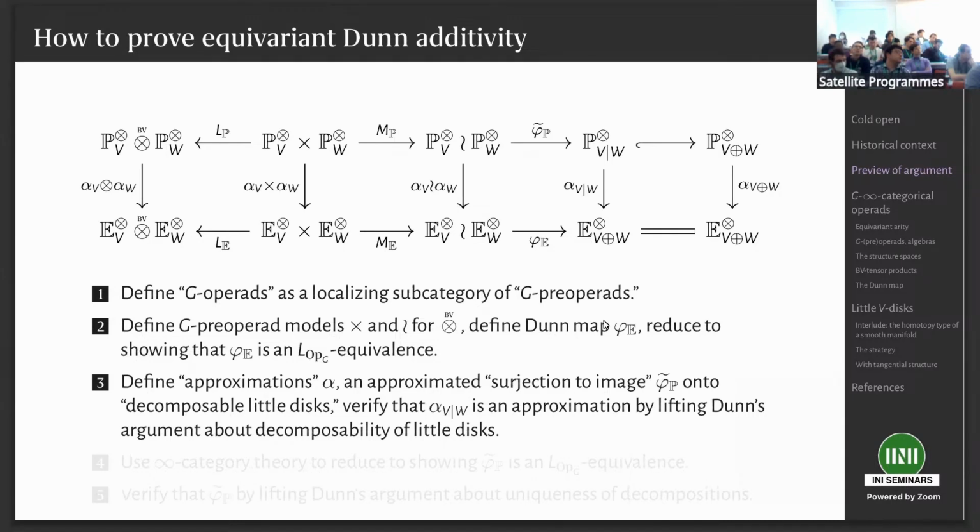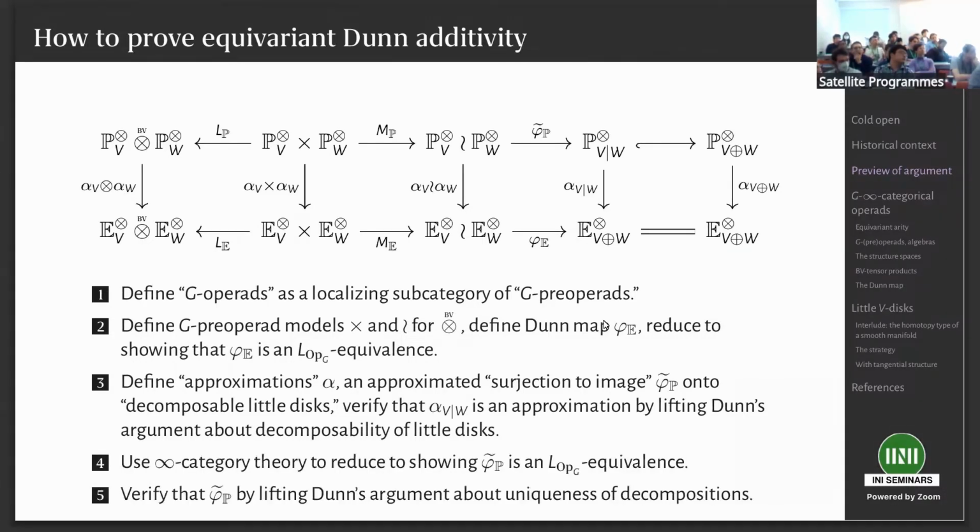Which comes down to checking that little disk embeddings are decomposable in this sense. Right, that's how this works. I want to go through this strategy a little bit more carefully. I'm not going to have time to, but this is how you prove it essentially.